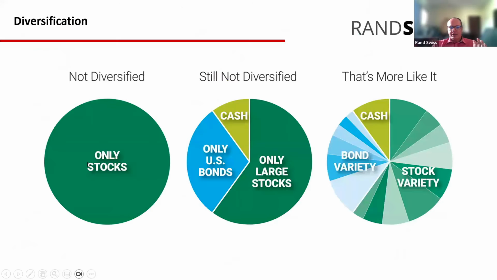Let's just go back to diversification. So only stocks, we're not really diversified, right? If we now add, and this slide just has US bonds and large stocks and a bit of cash, you kind of say, well, we are more diversified, and I would agree there's more, but you're still not really diversified. When it looks like this, even cash can have different types underlying.